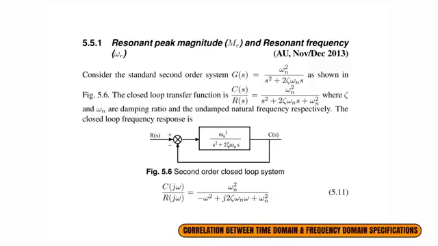If we take the closed loop transfer function with unity feedback, this open loop transfer function becomes omega n square upon S square plus 2 zeta omega n S plus omega n square. That is the closed loop transfer function. To convert this into a convenient form, we divide the numerator and denominator by omega n square.